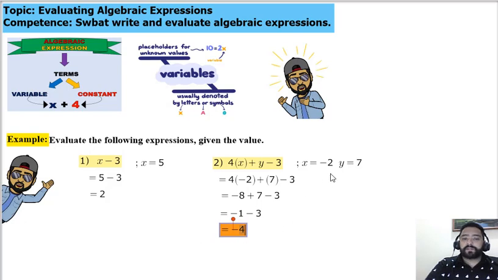Remember, just in this case we assign the value for x equal to negative 2 and y equal to positive 7, because variables can take any value. But when you study linear equations, you're going to try to identify the value for these variables. In this case, we are evaluating just algebraic expressions.